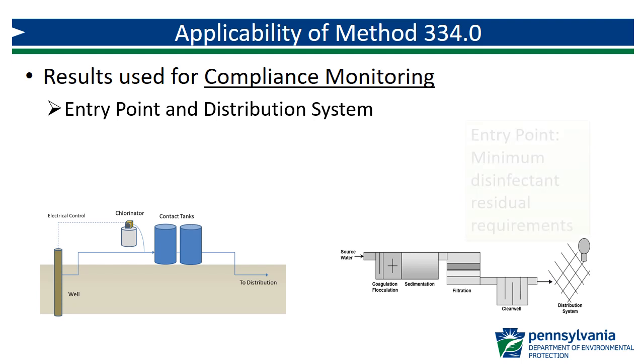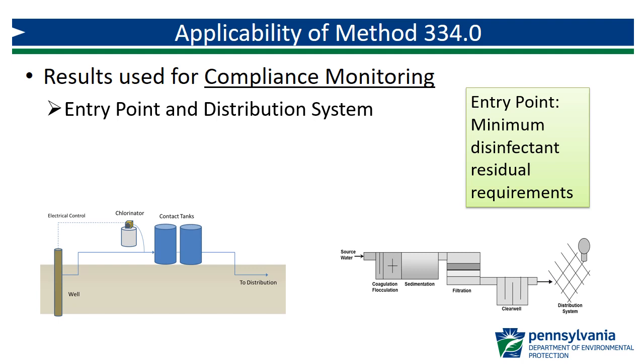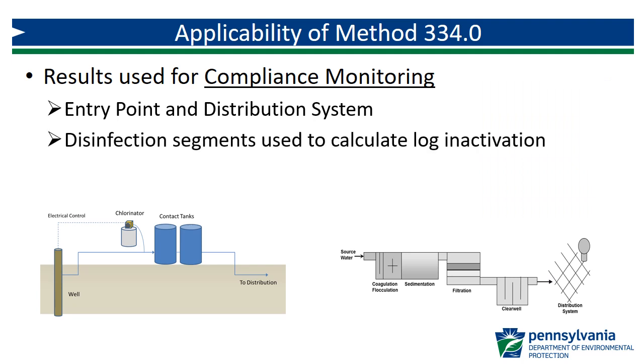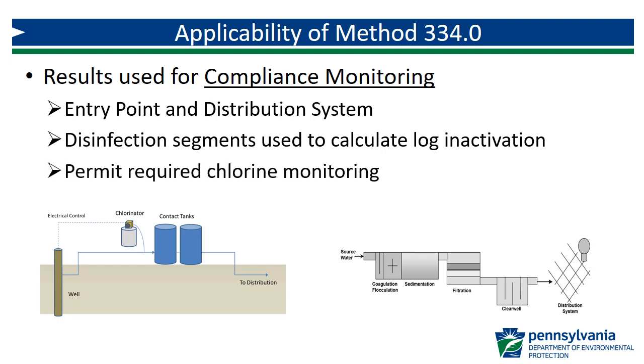Both groundwater and surface water systems have requirements for minimum chlorine at the entry point. For distribution monitoring, it's required for those analyzers used to collect chlorine residuals with total coliform samples, currently collected for monthly compliance at the maximum residual disinfectant level. It will also be required for analyzers used for compliance with the disinfection requirements rule. Method 334.0 also applies to analyzers used to obtain results for calculating log inactivation. Finally, it includes analyzers used to conduct chlorine monitoring required by any permit special conditions.